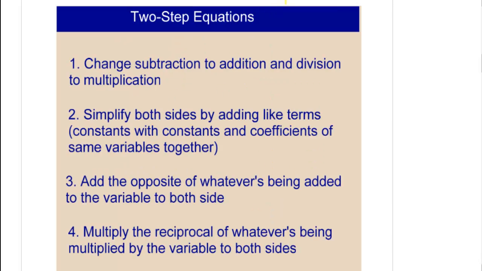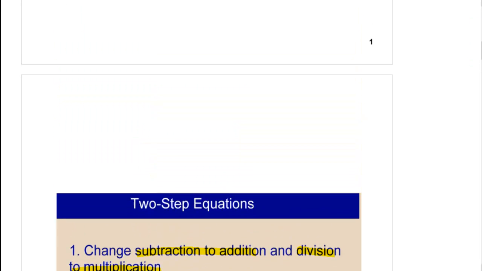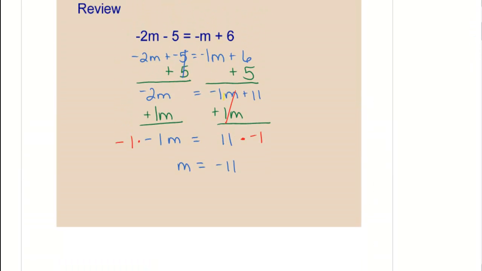So let's review what we've learned to be our basic steps. Always change subtraction to addition and division to multiplication before you get started. Then simplify both sides by adding like terms. Then you work with adding the opposite to undo any addition, any terms that are being added to each other. And then you multiply by the reciprocal when you have just a number and a variable left. So a step where students often get confused is they want to multiply right here to get rid of that 1m. You can't multiply there because it's being added to the 11.